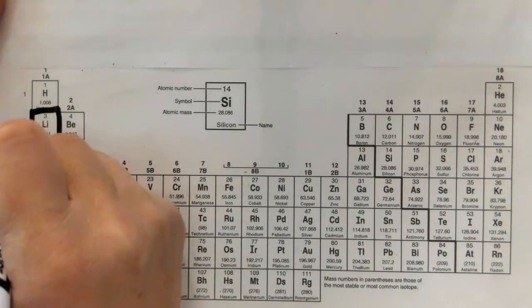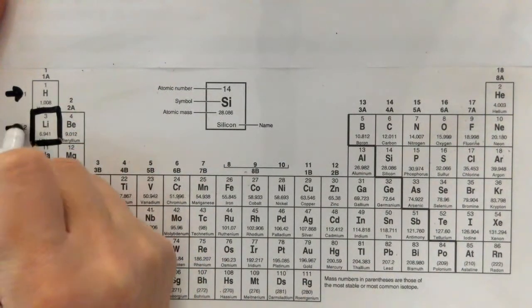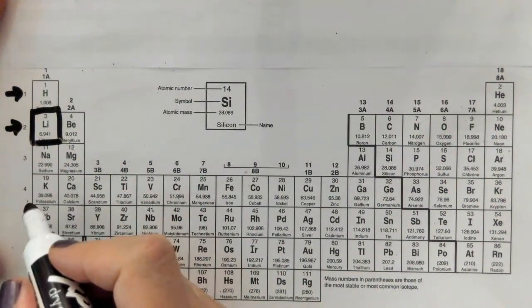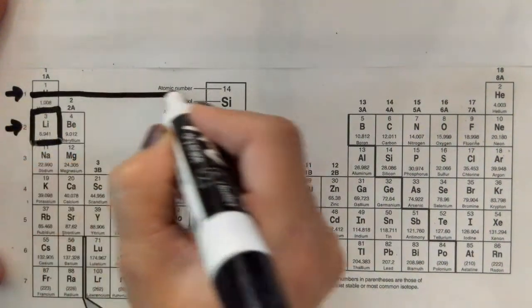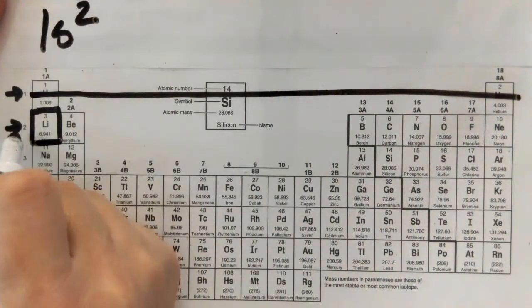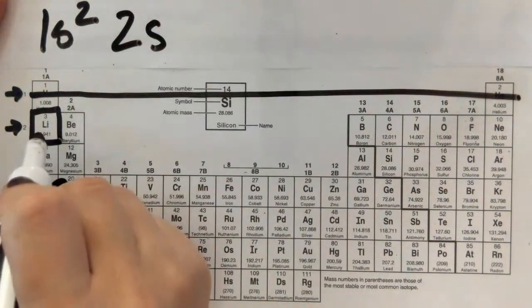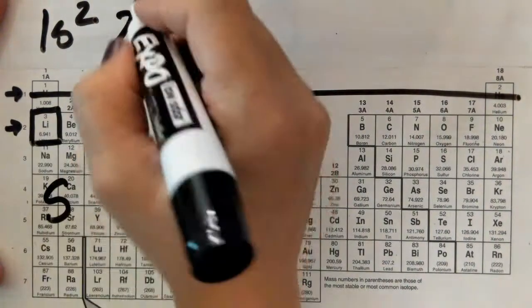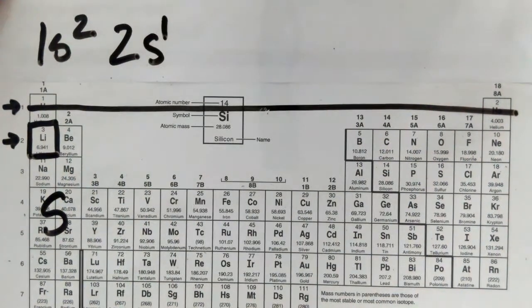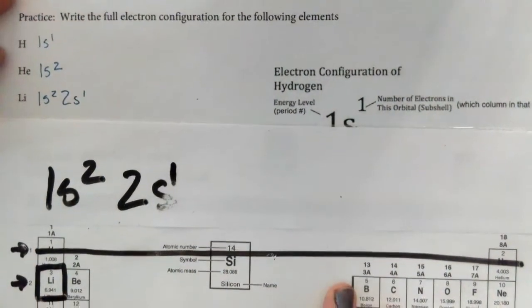Next is lithium, and lithium is located here. It's on row number 2, so we're going to have to go through row number 1 first, and then we're going to end on lithium in row number 2. So row 1 is 1s2, and now it's going to be row 2. Lithium is in the S block, and it is in the first column of the S block, so it's going to be 1s2, 2s1.